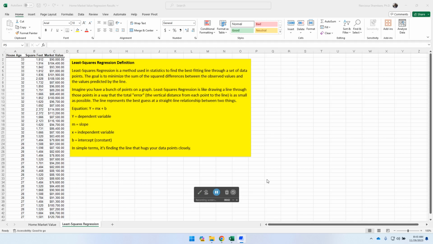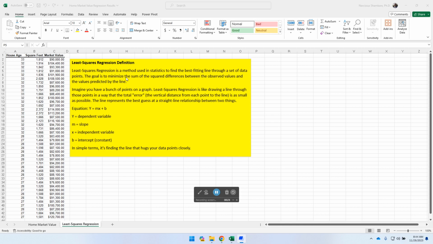Hello there, welcome to a quick demonstration on how you can resolve a least squares regression using Excel. In this particular demonstration, I'll be using the scattergraph as the basis for resolving the least squares regression. But again, as usual, it's always important to understand the definition of the concept.